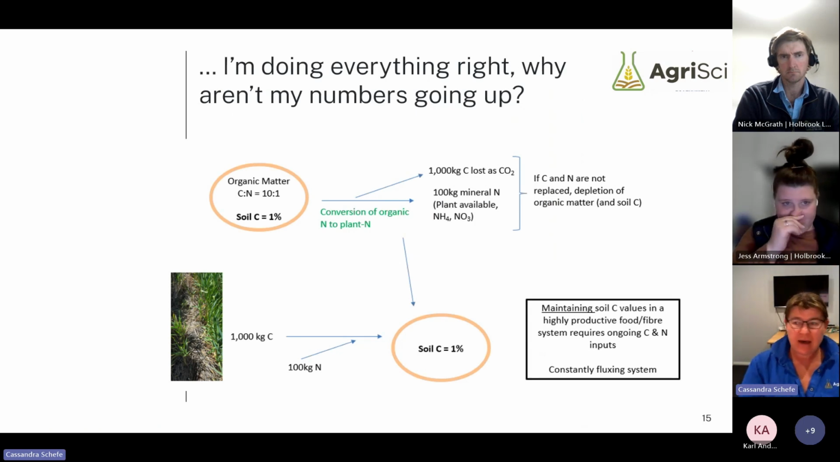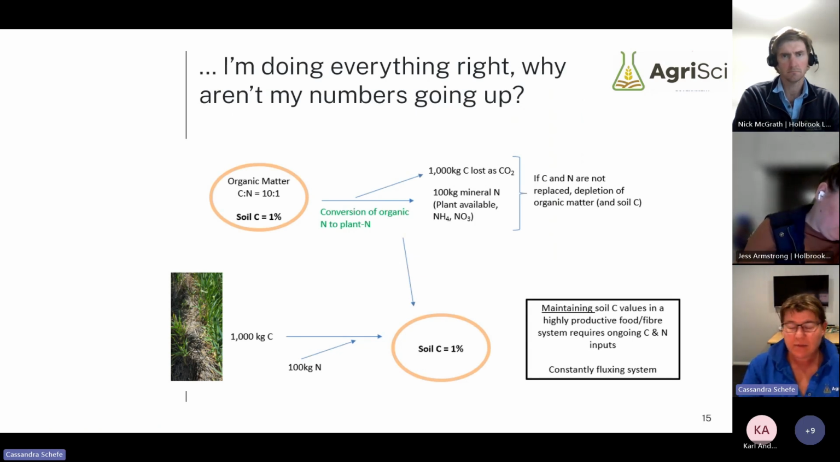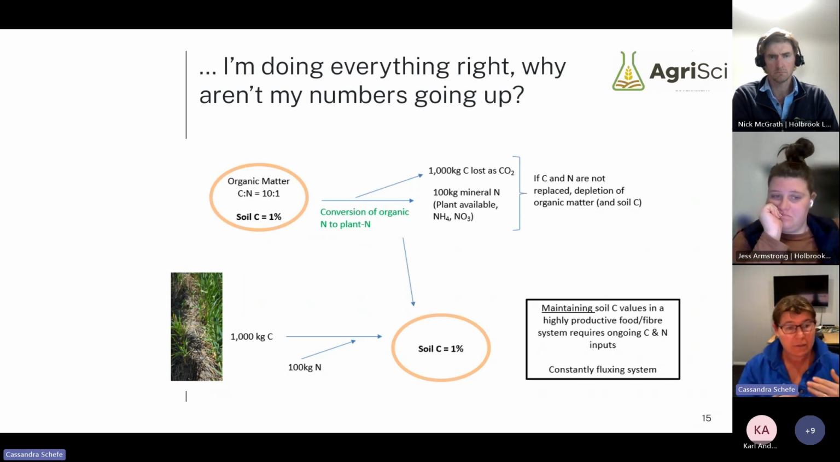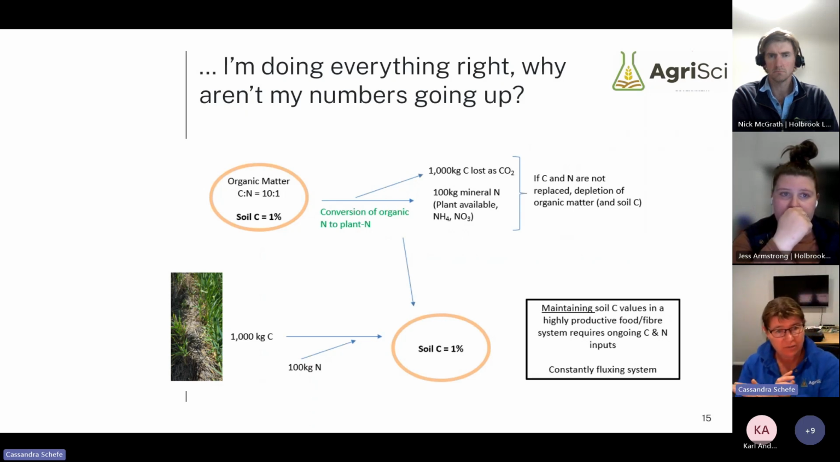Just finally, before I hand back to Karl, I wanted to flag again this concept that I'm doing everything right, but my numbers aren't going up. If you can just work with me through this very, very simply, our stable organic matter in our system has a carbon to nitrogen ratio of about 10:1, so 10 units of carbon to 1 unit of nitrogen. We know that when we convert organic matter into plant available nitrogen, so we mineralise that N out of organic matter, we can mineralise up to 100 kilos of nitrogen per year. So that's organic matter nitrogen converted for plant use.